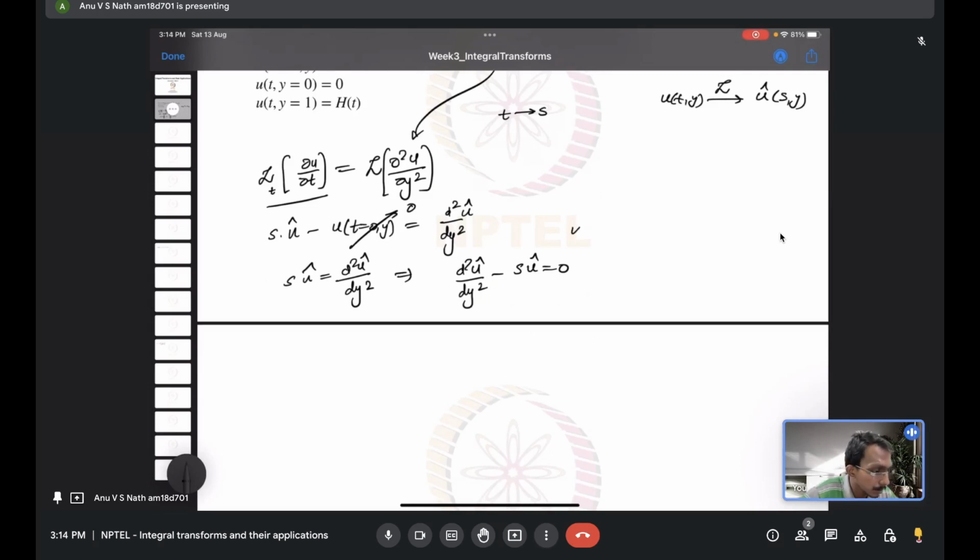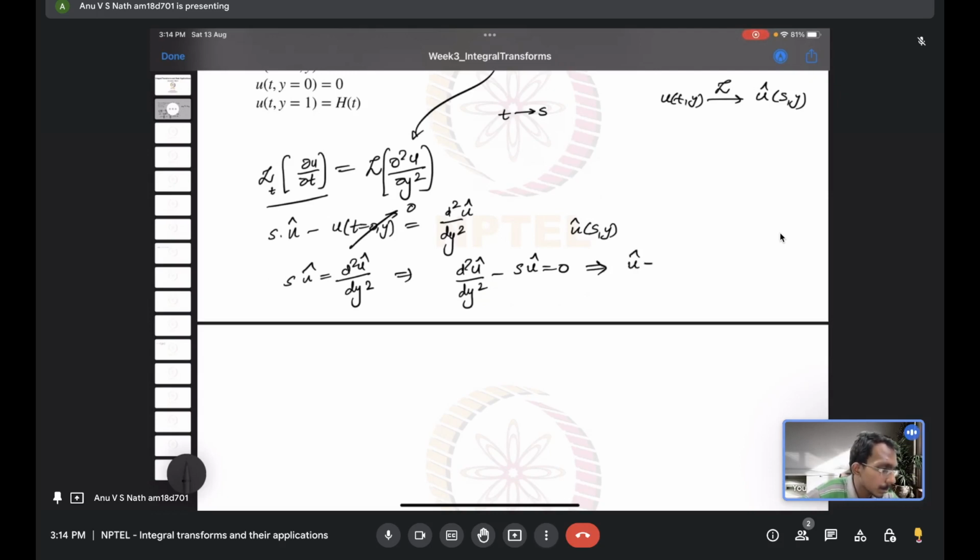So remember, u is still a function of s and y. Okay, u cap. So now we can solve this. This is actually a second order differential equation with constant coefficients in terms of the variables. If you see, y is actually the variable, and the coefficient here is s, which in terms of y is actually a constant, right? So this we can simply solve, right? We already know the solution of this form.